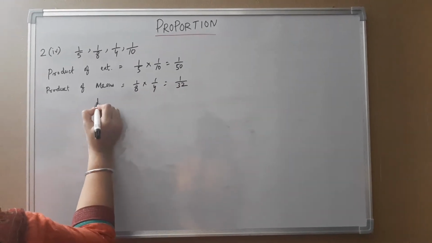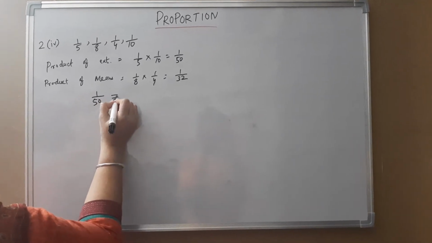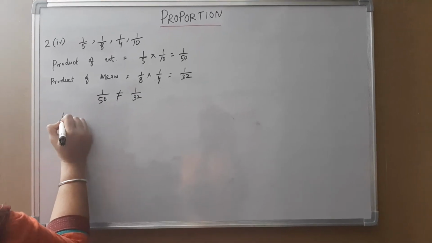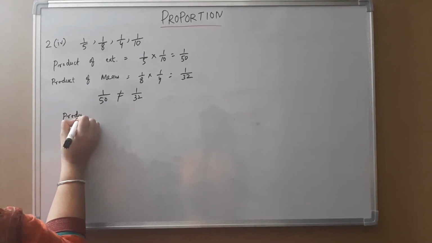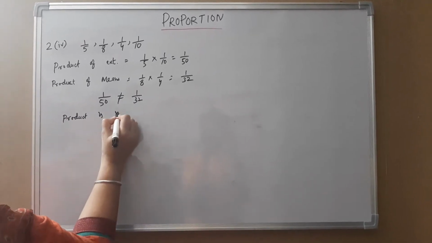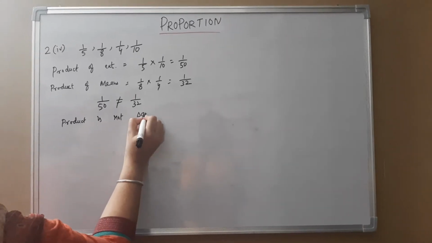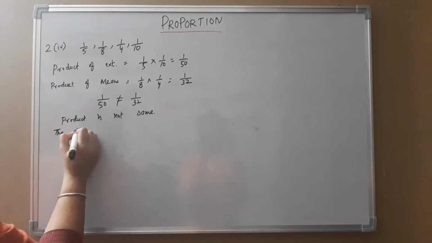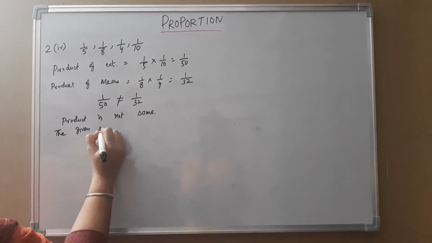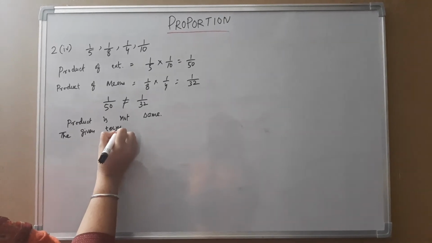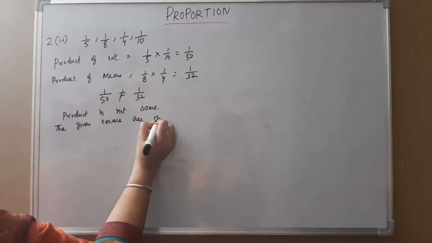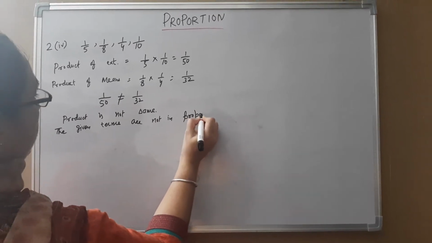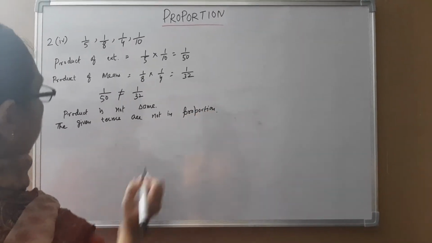And we know 1 by 50 is not equal to 1 by 32. The product is not the same. We'll write here, product is not the same. And when the product is not the same, then the given terms are not in proportion. The sum is done. Now look at question number 3.